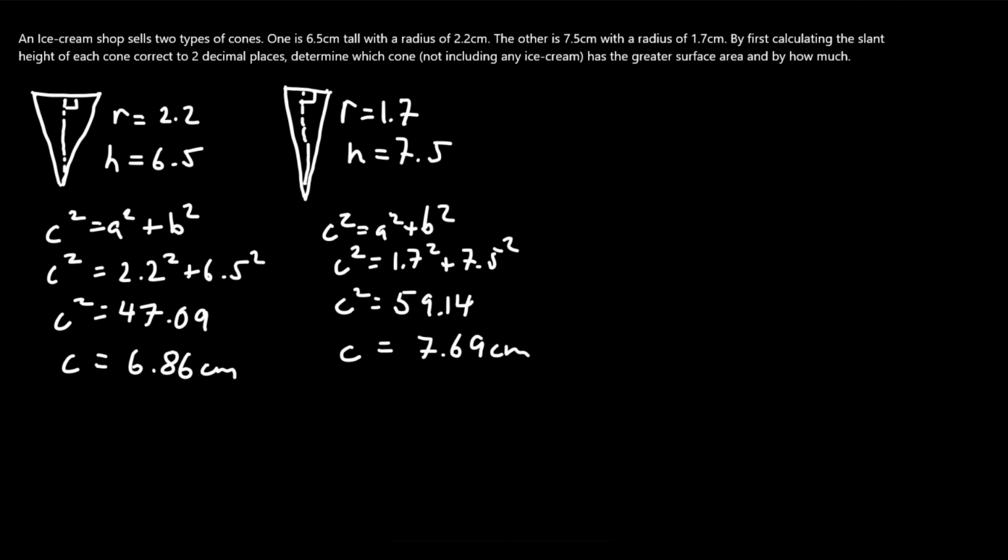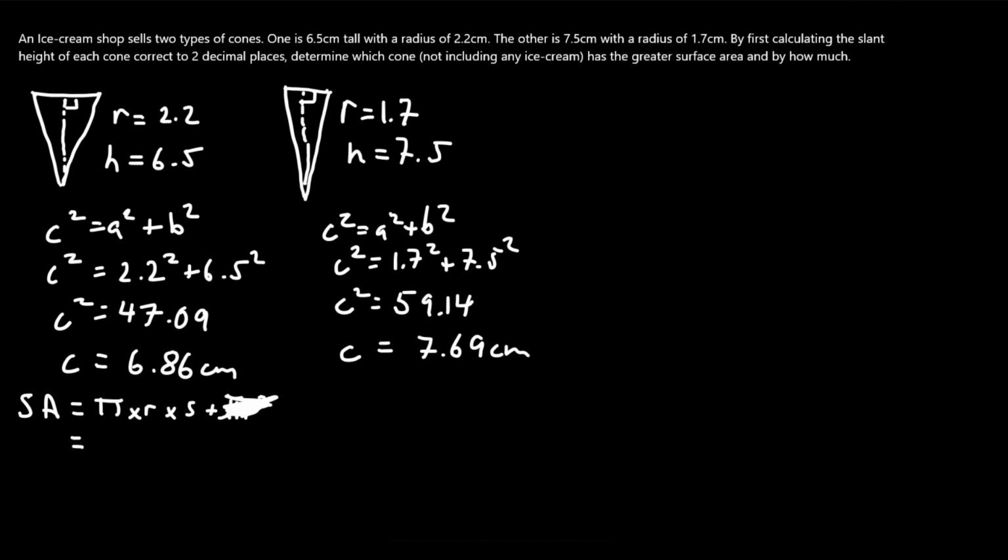Now we have to work out the surface area. So the surface area of a cone is normally equal to pi times radius times slant height plus pi r squared. But in this case, it's a cone with an open end. So that circle on top won't be there, otherwise you wouldn't be able to get any ice cream in, and that would be a terrible ice cream cone. So we don't need that bit there. We're just working with pi times r times s.